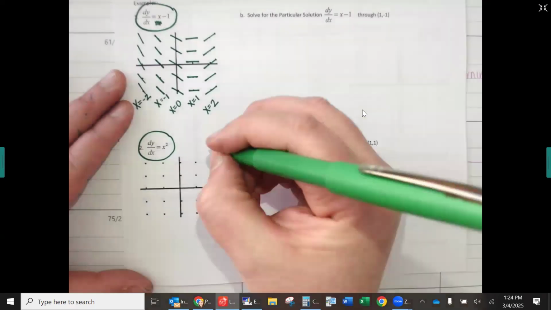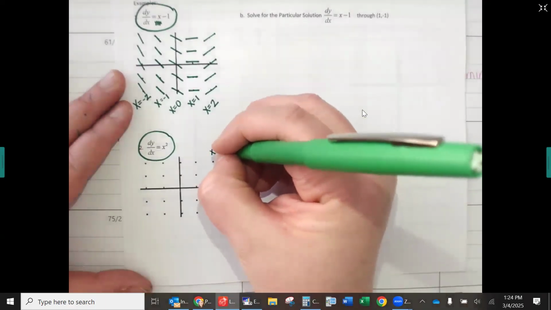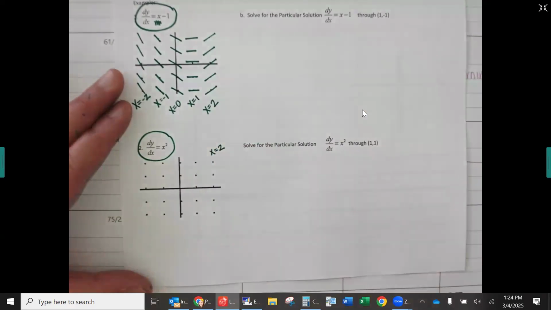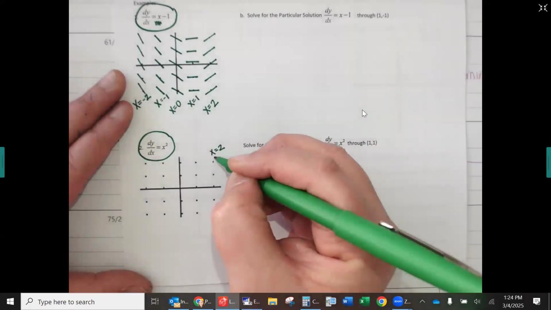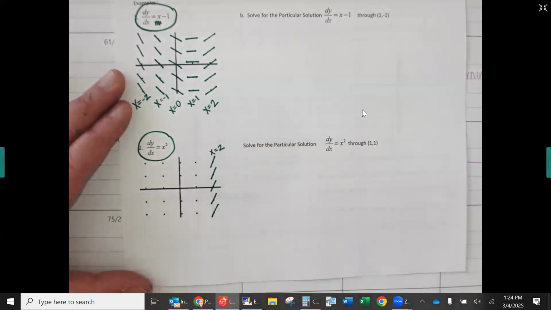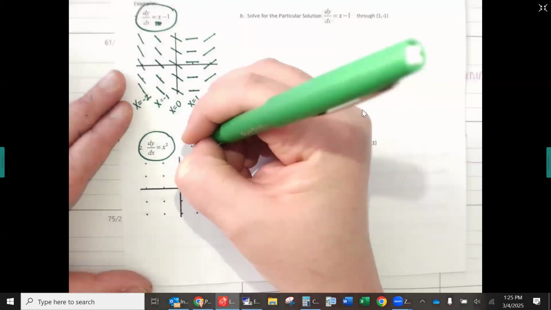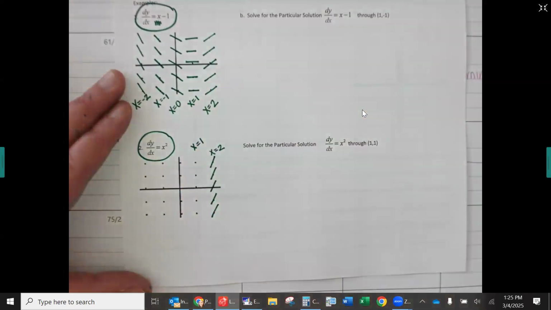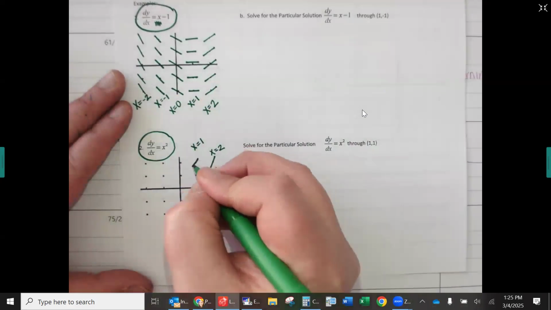Okay, this is x equals 2. What is 2 squared? 4. So I want you to draw a steepness of 4. So it should be pretty steep, and it's going to be uphill. What are we plugging in next? x equals what? 1. What is 1 squared? Still 1, and 1 is a perfect diagonal. So you want it to be like that.